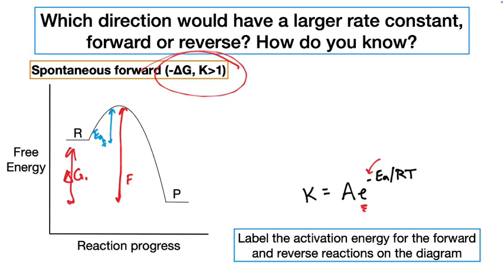K is a big number, true. What are you being asked to solve for? Not K. Is it forward or reverse? Which direction has a larger rate constant? If all you're looking at is delta G, do you see a rate constant? I mean, yeah. The rate constant has to do with activation barriers.